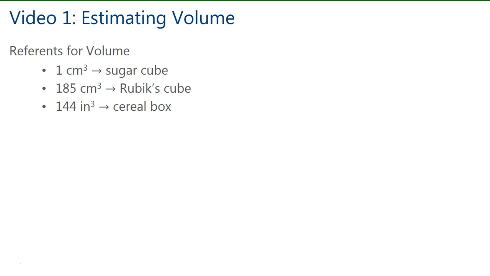Now when we estimate using reference, it means we use something that we know to help us estimate either the length, area, or in this case, volume of an object. Here are some objects which you can use as reference for volume. A cubic centimeter is about the size of a small sugar cube. 185 cubic centimeters is the size of a Rubik's Cube, and 144 cubic inches is about the size of a cereal box.